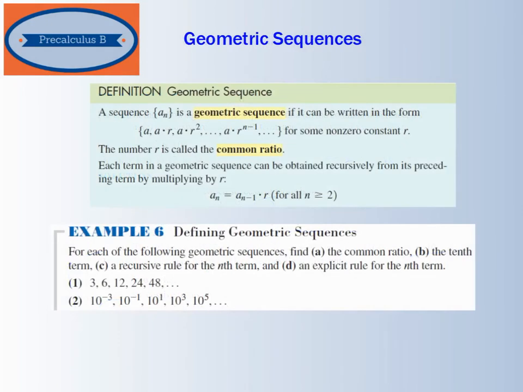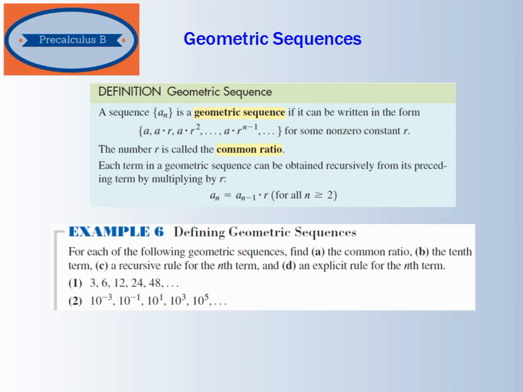The other type of sequences that come up frequently in mathematics are geometric sequences. A sequence a sub n is geometric if it can be written in the form of a, a times r, a times r squared, all the way to a times r to the n minus 1 for some non-zero constant r. There's some number being raised to an exponent. That r is called the common ratio. Each term in a geometric sequence can be obtained recursively from its preceding term by just multiplying times r. So a sub n is a sub n minus 1 times r for all n greater than or equal to 2.